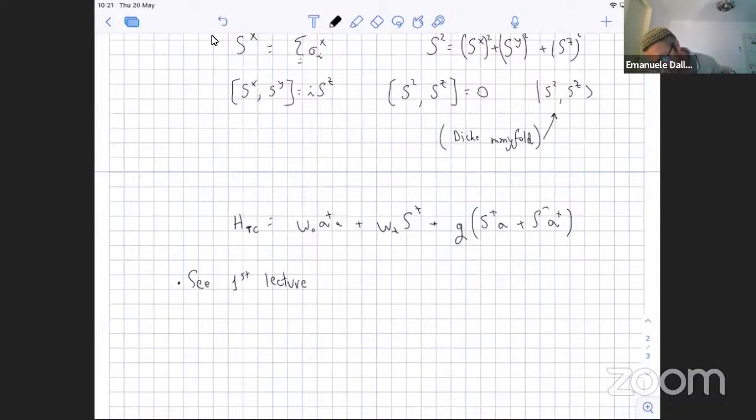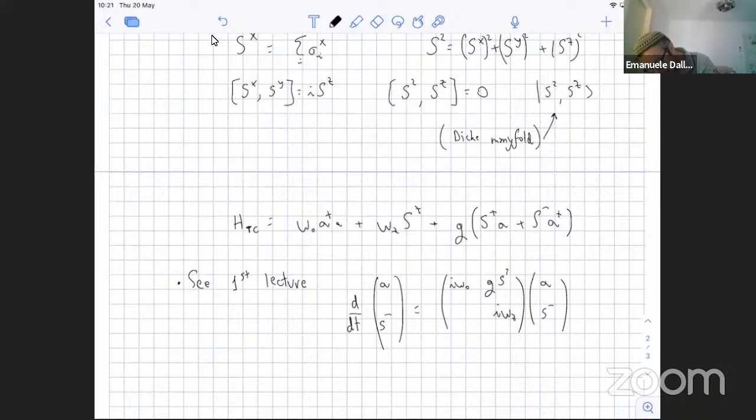You can compute the time evolution of a and the Heisenberg time evolution of sigma minus. One depends on the other, and they can be written as some matrix times again a and sigma minus. What you have here is i omega 0, i omega z, and here you have g times S z, and here you have g.